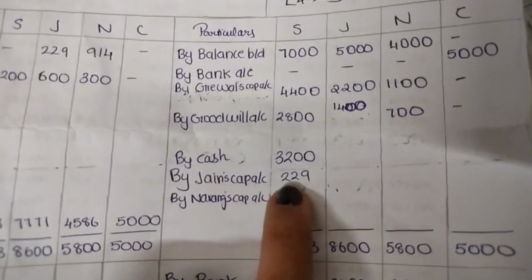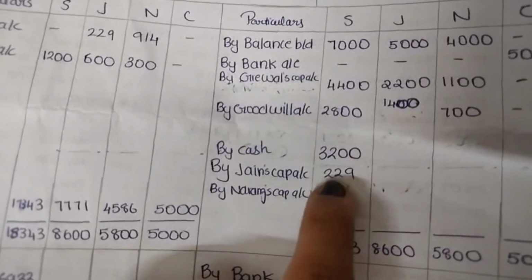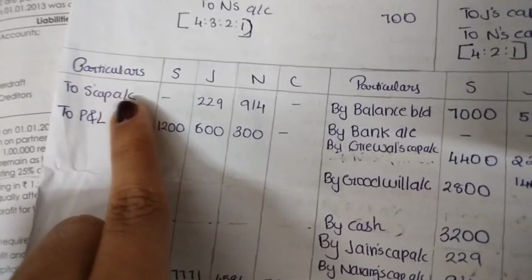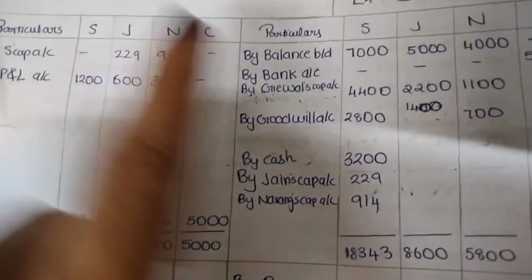We have already told about the calculation and we have already passed the journal entry. So the amount 229,940 has to be shown as taken from J's and N's accounts. So we have to debit them. So to S's capital account, 229,940 also has to be shown on the debit side of J and N. Then what comes?